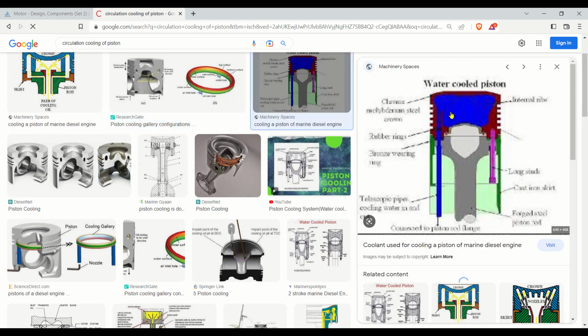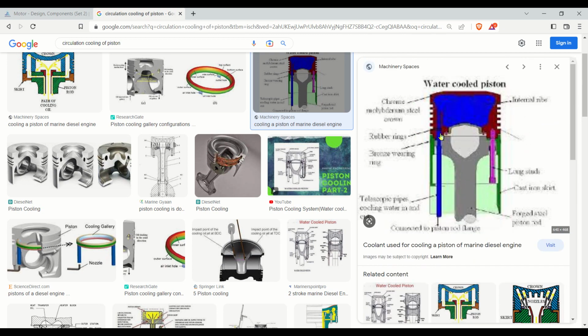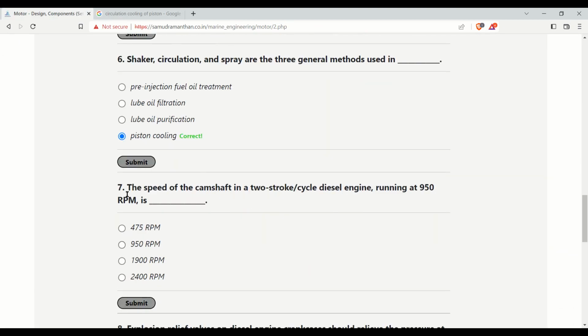Yes, in this it's a water cooled type and also a circulatory type. In this system, the water or oil goes inside this space and it is completely filled, and it removes the heat by a continuous circulation of the cooling medium. Okay, now let's move to the next question.